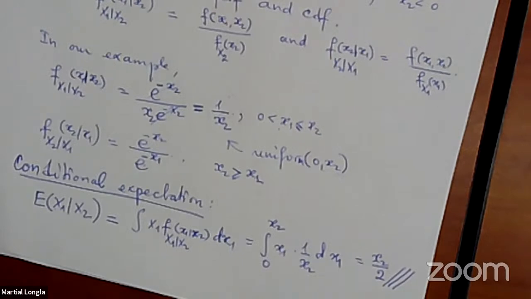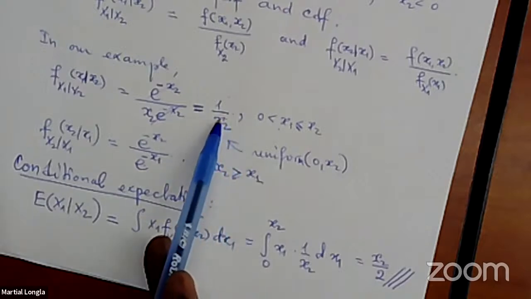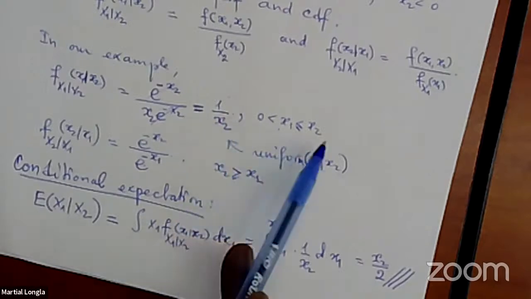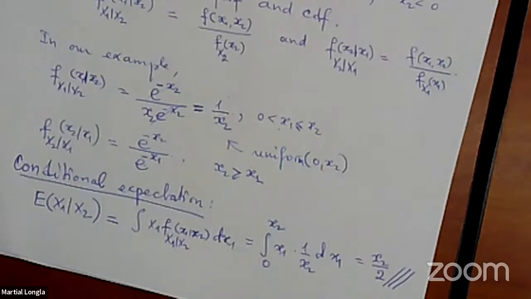This is understandable because, as I explained, this is the uniform distribution on (0, x2). What's the expected value of the uniform distribution on an interval? It's the middle of the interval. The middle of the interval from 0 to x2 is at x2 over 2. Whenever you fix x2, the expected value of x1 in this case is half of x2. You can do the same thing for the other.